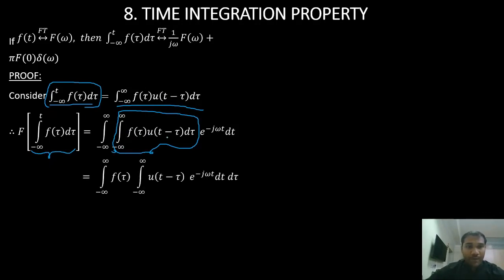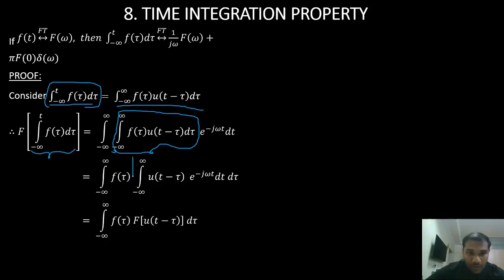Now there are two integrals. I'll take the tau term outside. So the integral from minus infinity to infinity of f of tau, and in the second integral I have u of t minus tau e power minus j omega t dt, and d tau.